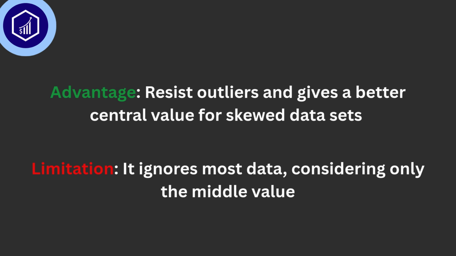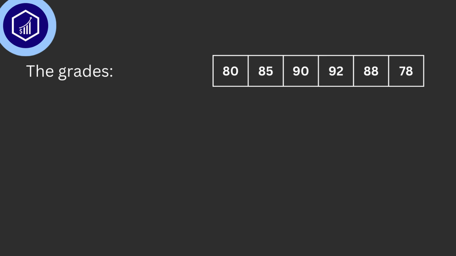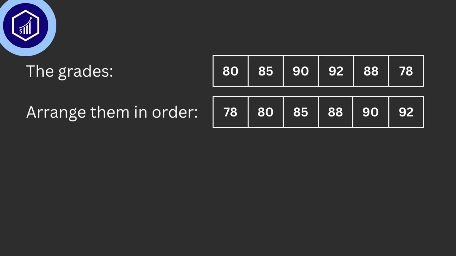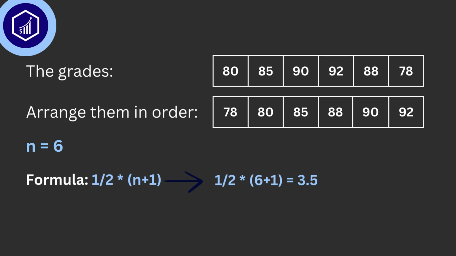The limitation is that it ignores most data, considering only the middle value. So, an exercise for an even number of data points. Suppose we have 6 grades: 80, 85, 90, 92, 88, 78. Step 1 is we sort them again. Then it looks like this. Step 2 is our n equals 6. We put everything in the formula again and our median position is 3.5, not a whole number like before.